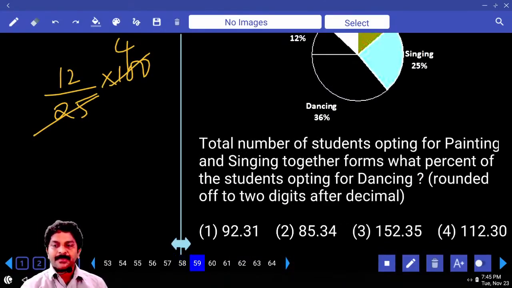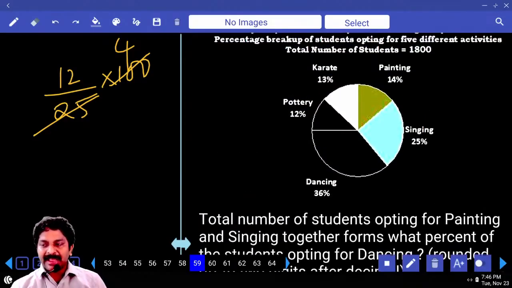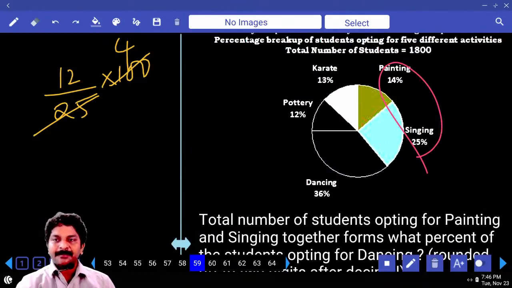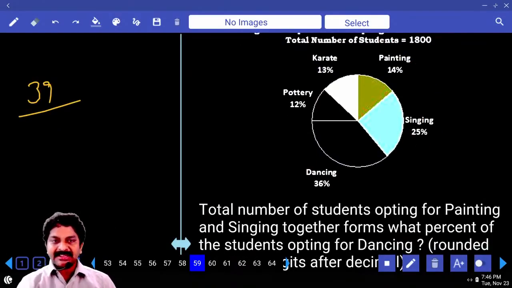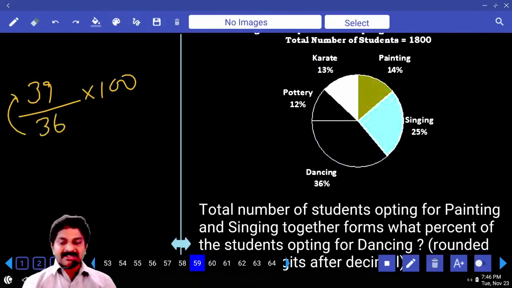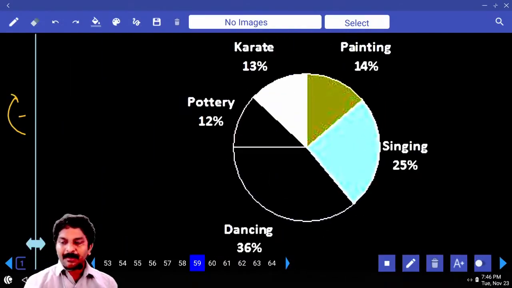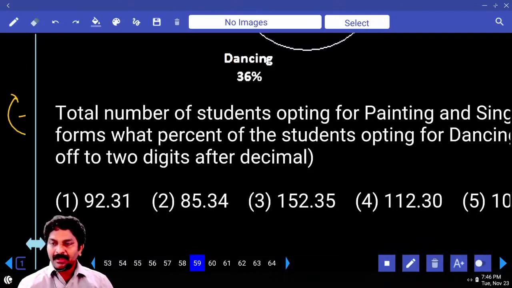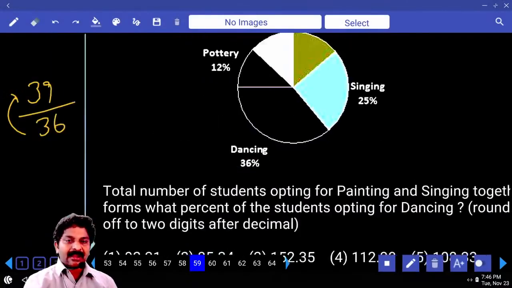Come on. Total number of students opting for painting and singing together forms what percent of students opting for dancing? Okay. Painting and singing together 39 is what percent of dancing? Dancing is 36, percentage into 100 only. Numerator is more than the denominator, so definitely the answer must be more than 100. How many options are there? 3 are there. Right. Now let's see.